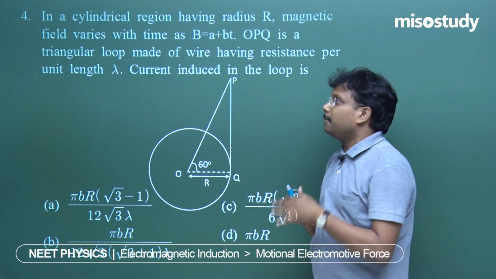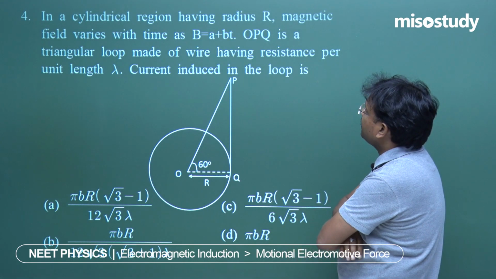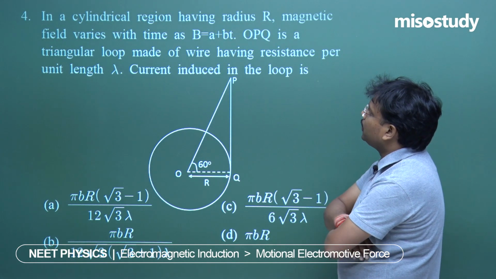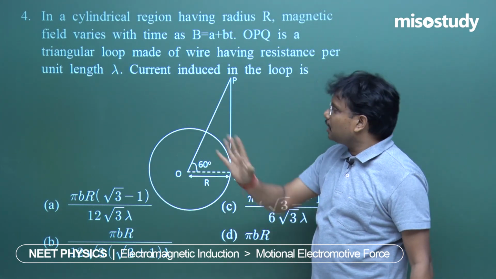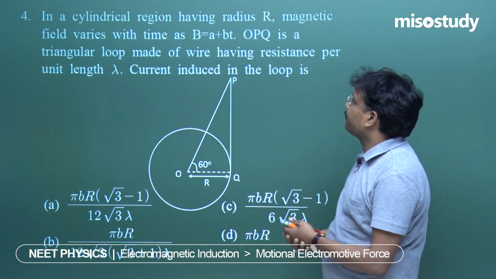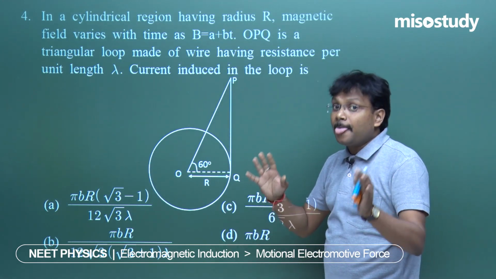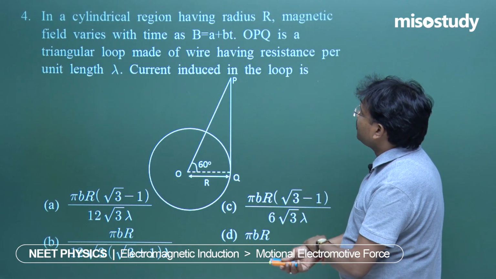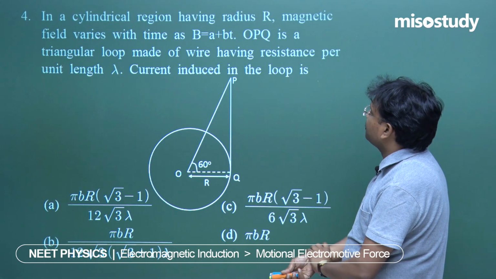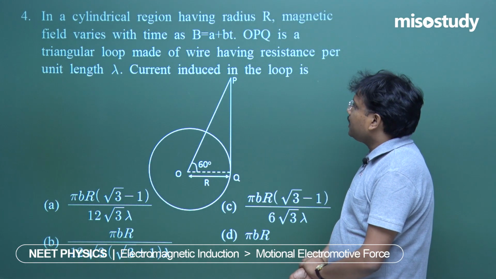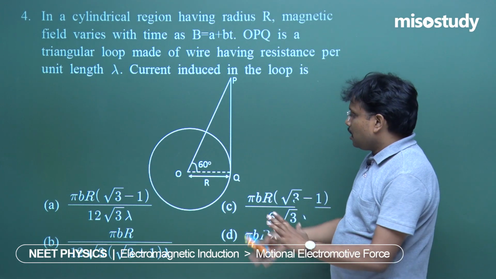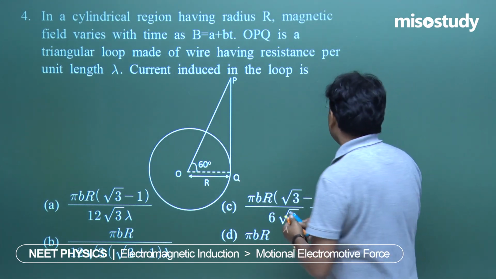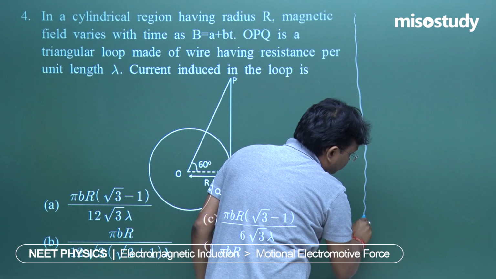Try to understand the problem. In a cylindrical region having radius r, magnetic field varies with time as B is equal to A plus Bt. If the concepts are clear, understanding this line is not a problem. With time the magnetic field is changing. So, ultimately changing magnetic field producing this induced EMF. OPQ is a triangular loop made up of wire having resistance per unit length lambda. Find the current induced in the loop. Fine. Question is simple, diagram is given. Now I am going to explain you how to find out. Okay. So, just take a look properly.